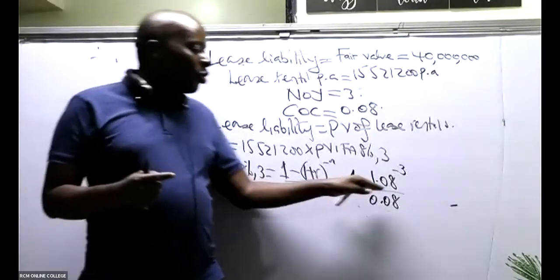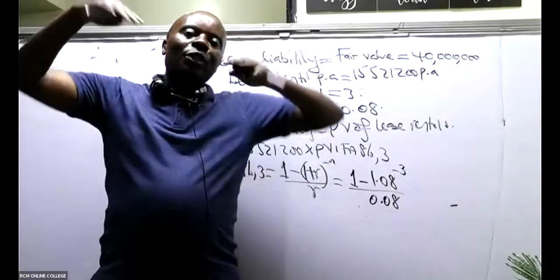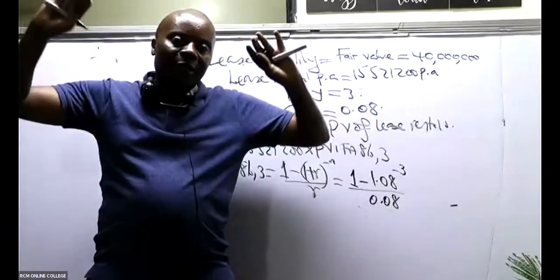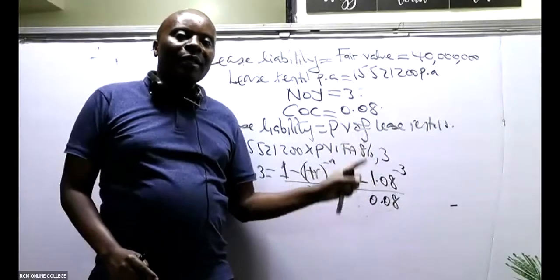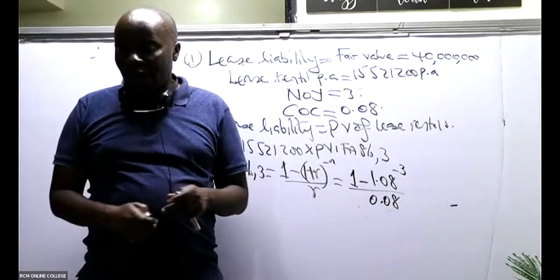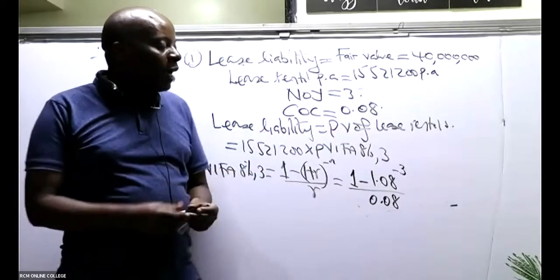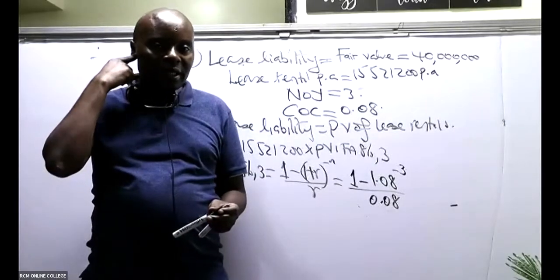So you say raised to negative 3. Because you know the numerator is a bracket on its own, telling you to take care of it first. Once I say 1 minus 1.08 raised to negative 3, very well, then I say equals. And once I say equals, I will be able to divide this by 0.08.